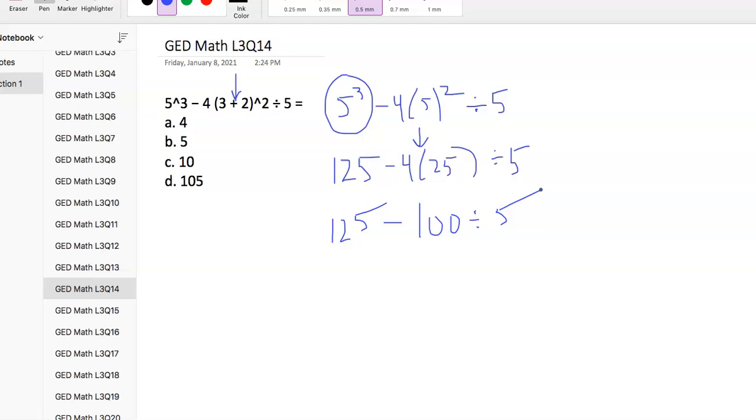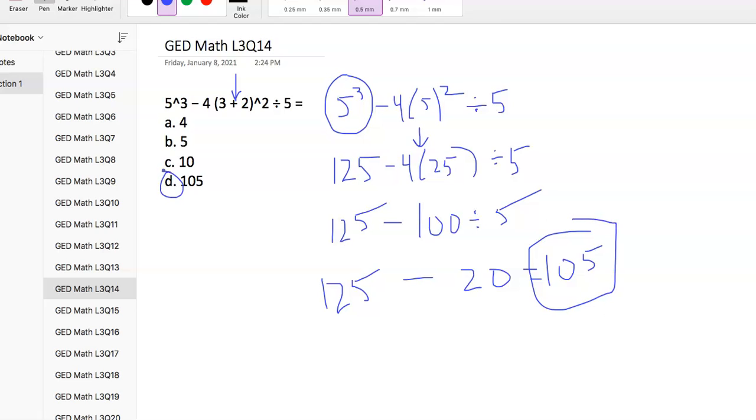Okay, so we multiplied. And so here's an example where we got to remember PEMDAS, right? Because we've done parentheses, exponents, and multiply. Now we're dividing. So we do this 100 divided by 5 first, not subtracting, which you would think is what we would do, right? If you didn't know about PEMDAS. 100 divided by 5 is 20, right? And then all we're left with is 125 minus 20, and the result is 105. Okay, and that's answer choice D.